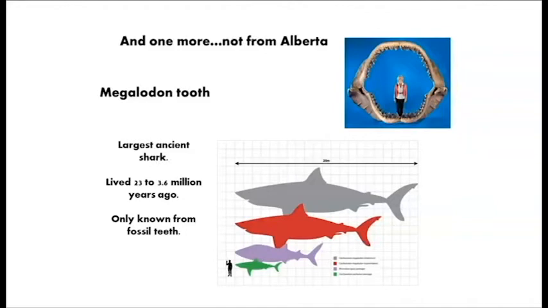So the only thing we have left from these extinct sharks are their teeth, because their teeth are formed of a much harder material. And so we can only really guess as to the size, but based on their teeth, we think it was, well, in this case, up to 16 to 20 meters long.